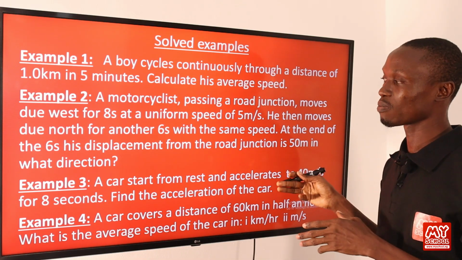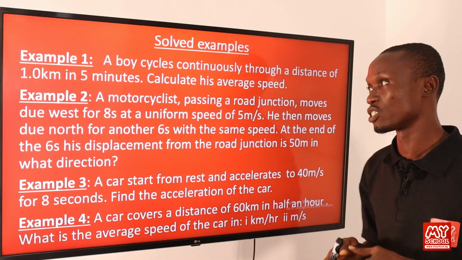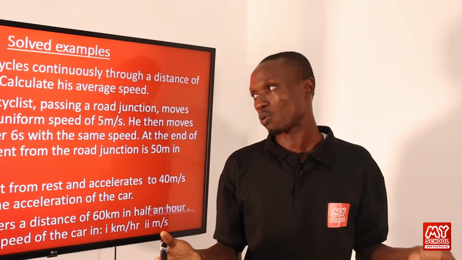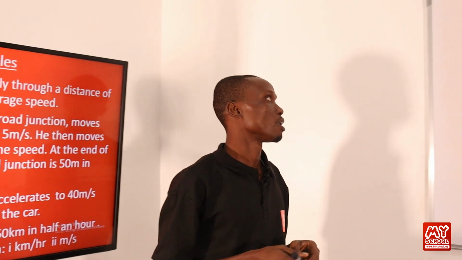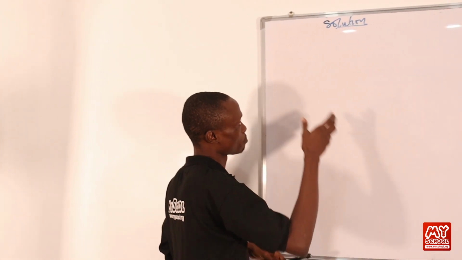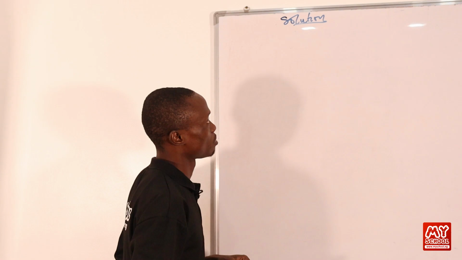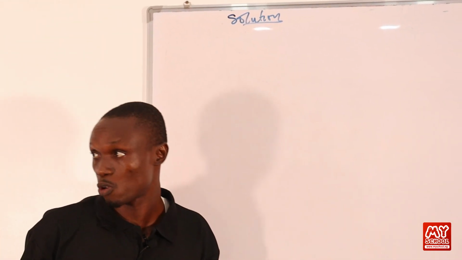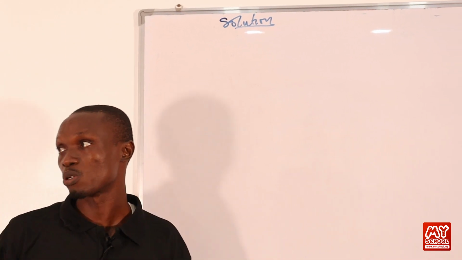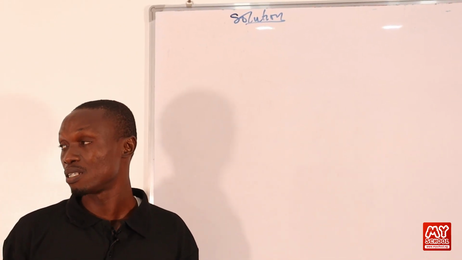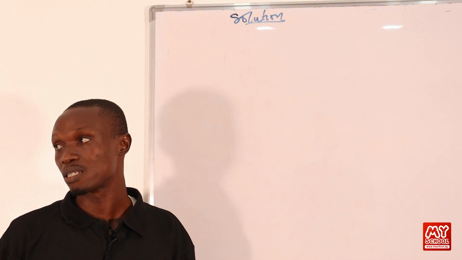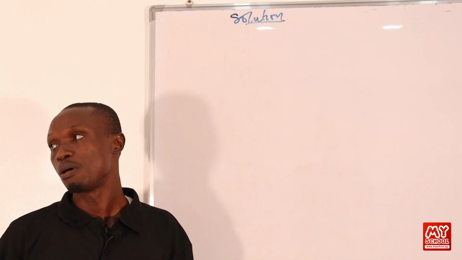So in solving a question like this, we need to sketch some diagram, just a right angle triangle. Okay, we need to sketch that. So let's solve this on the board just like we did for the first question. If you look at the first statement, sorry, we are told that a motorcyclist passing a road junction moves due west for 8 seconds at a uniform speed of 5 meters per second.